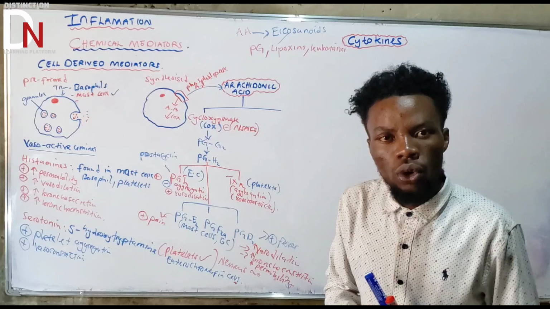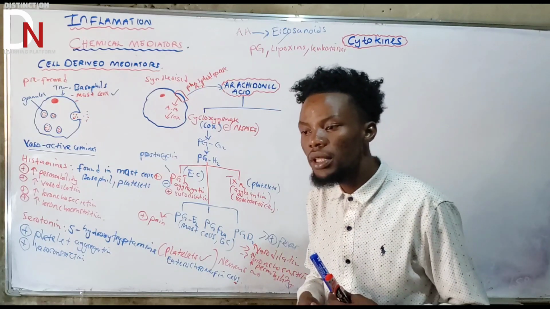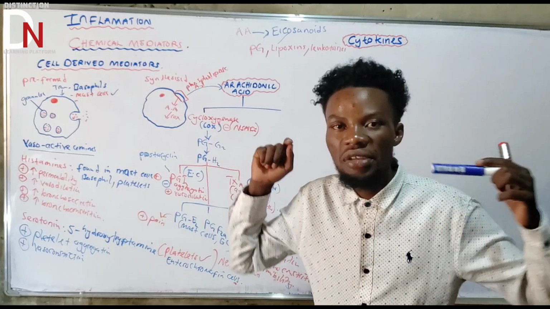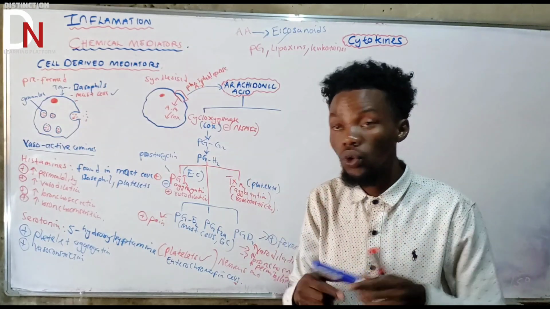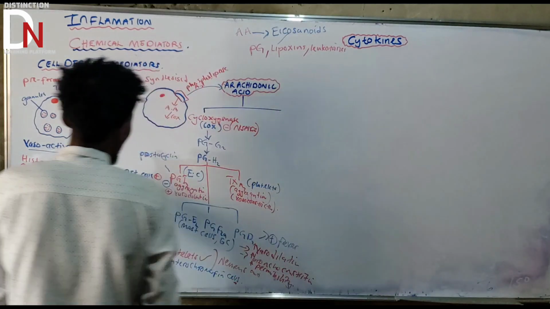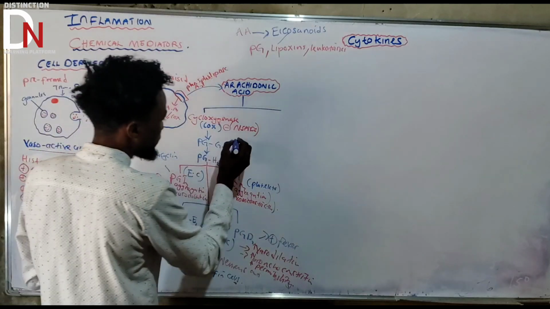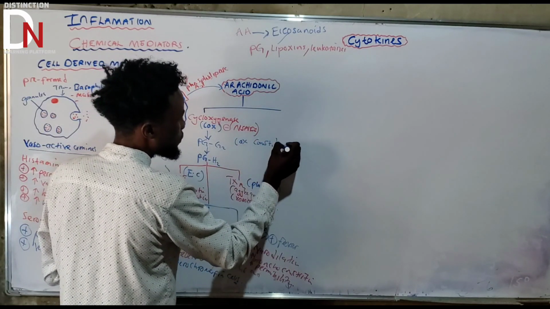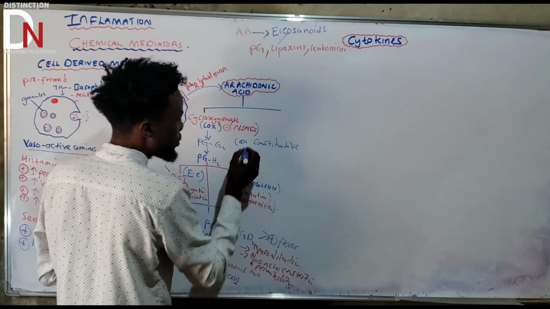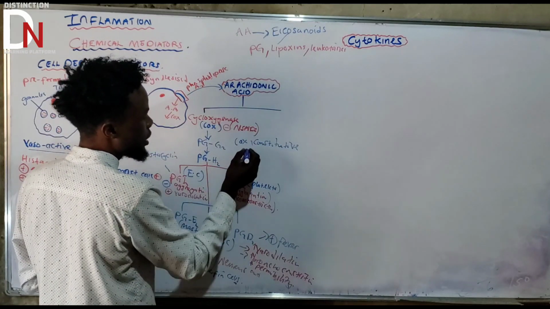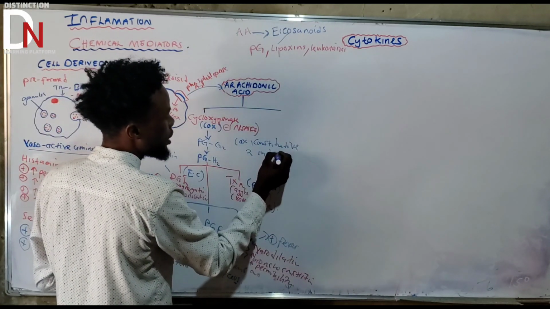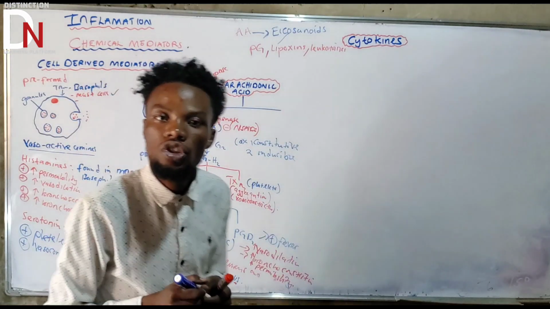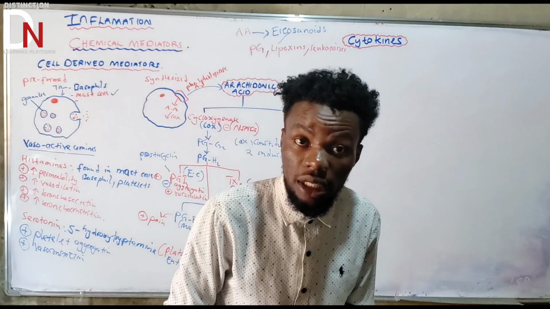What about COX2? COX2 is something that is inducible. It can only be found if there is an inflammatory reaction. You need to know that. So for you to remember, COX1 is constitutive, and COX2 is inducible. Why are we saying inducible? Because it can only be induced due to inflammation.